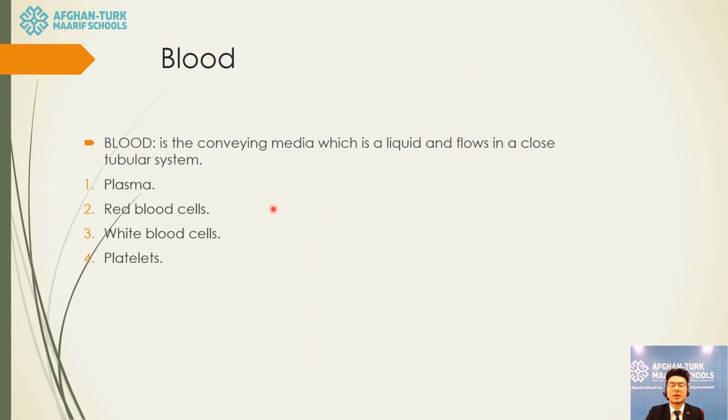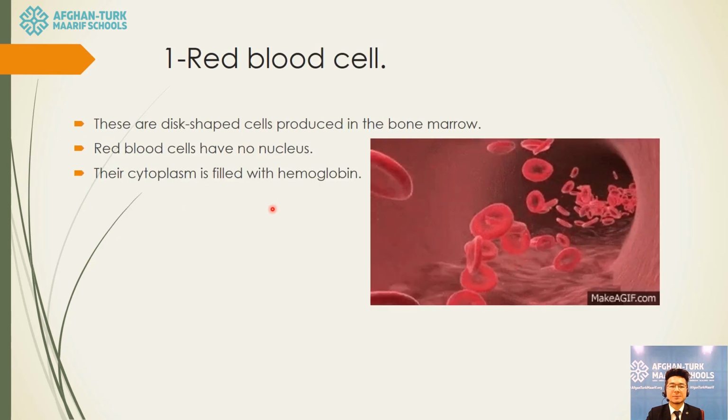First of all, blood. Blood is the conveying medium which is in liquid form and flows in a closed tubular system. It means the human circulatory system is a closed system. It is not open. Blood has four parts: plasma, red blood cells, white blood cells, and platelets.